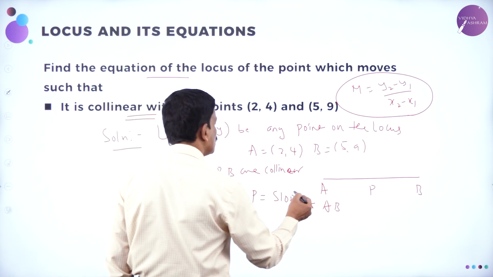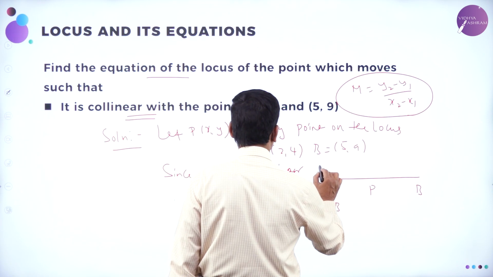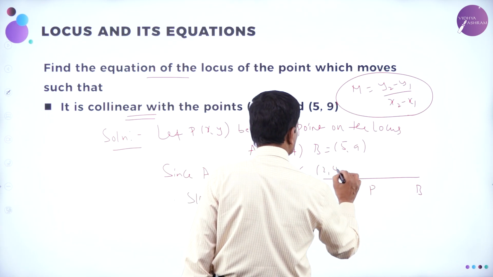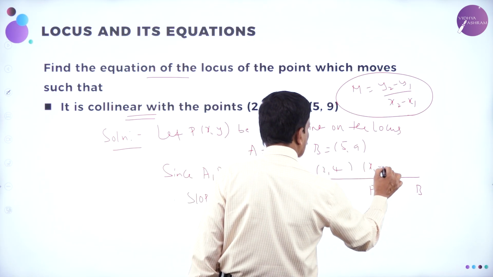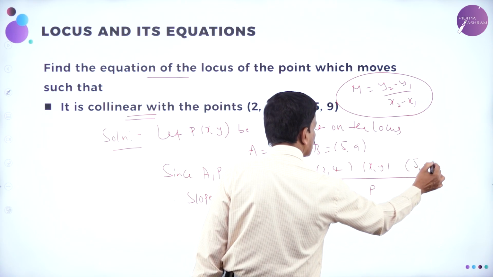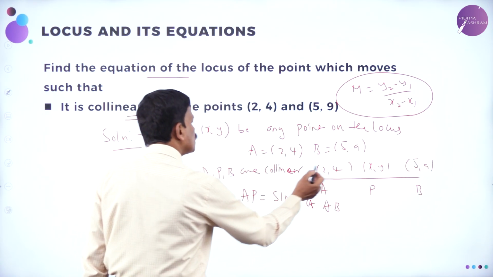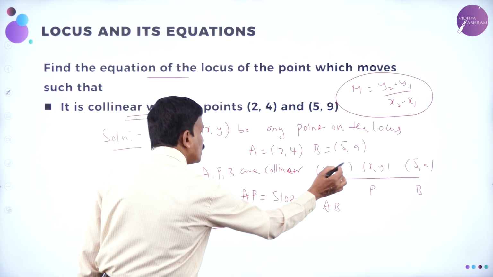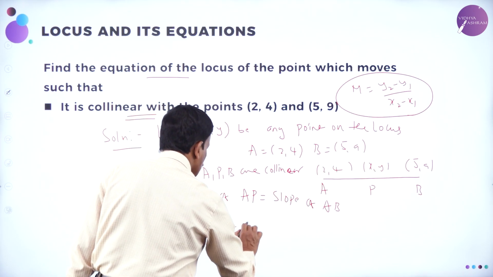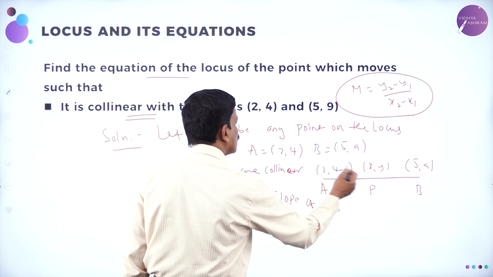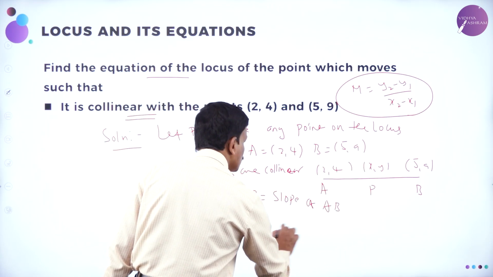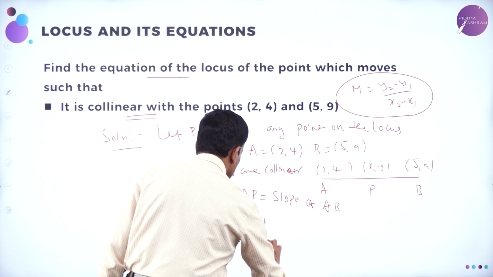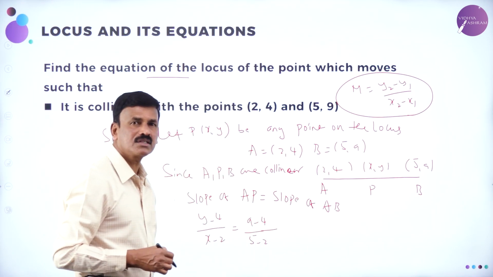Slope of AP. What is A? A is nothing but 2, 4. What is P? x, y. What is B? 5, 9. Slope of AP, that is y minus 4 divided by x minus 2, is equal to slope of AB, 9 minus 4 divided by 5 minus 2. That's it. Simplify, you will get the answer.